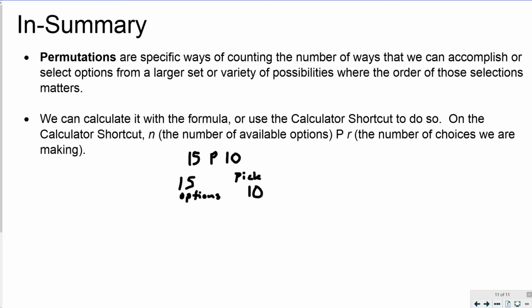And that's it, guys. Permutations are specific ways of counting the number of ways we can accomplish or select options from a larger set of possibilities where the order of those selections matters. We can calculate with the formula, and there's also the calculator shortcut. In the calculator shortcut, n is the number of available options, you're going to have a P in there, and then r, the number of choices we are making. For example, 15P10 would mean you have 15 options, and then you're going to pick 10 of them.